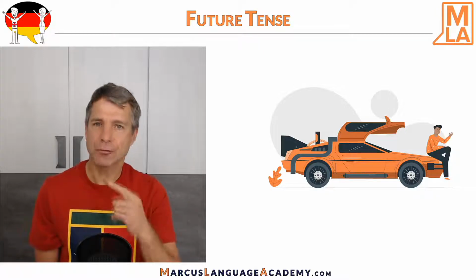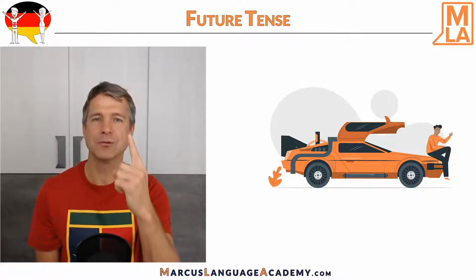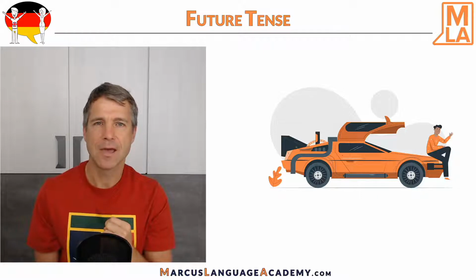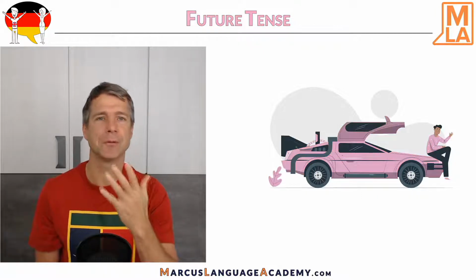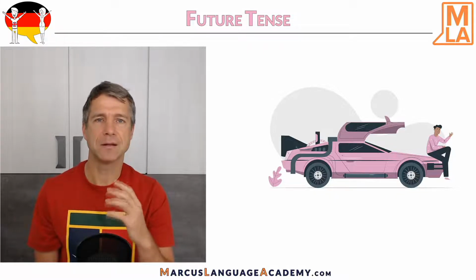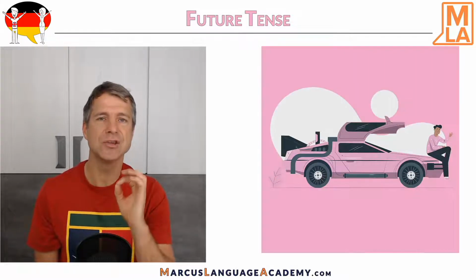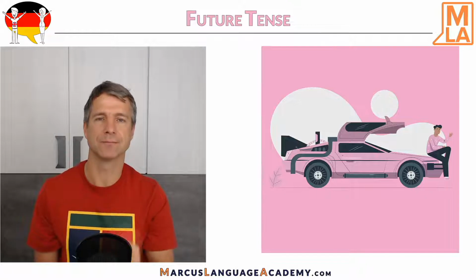And the good news right up front, there's only one future tense in German. And for this, my color is this beautiful pink. And in my images for the future tense, I use the same background color.